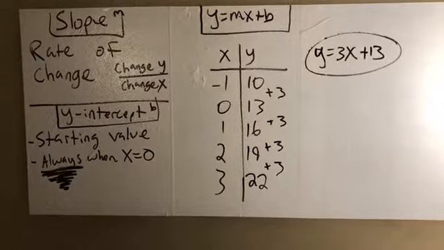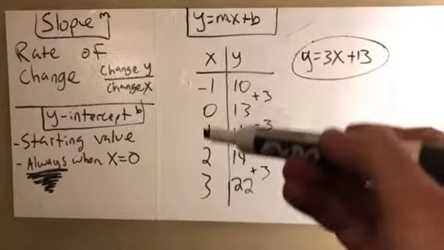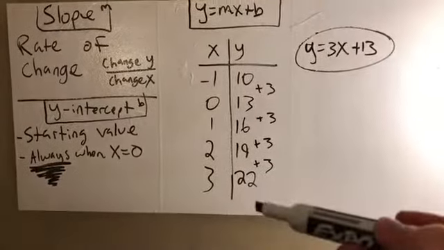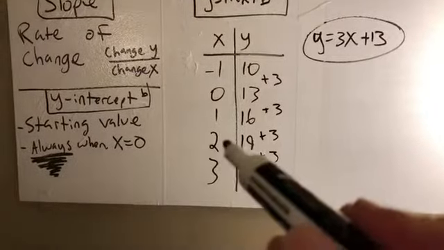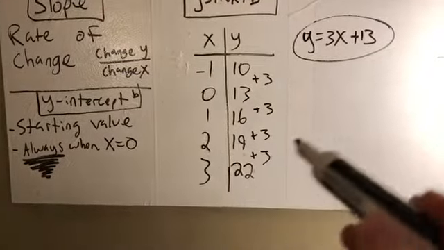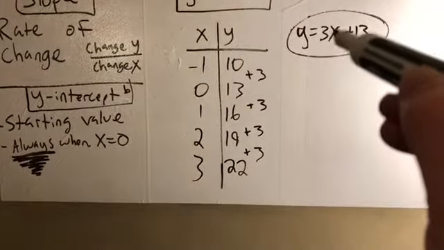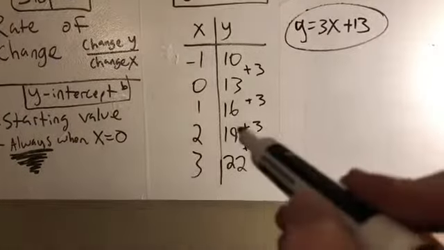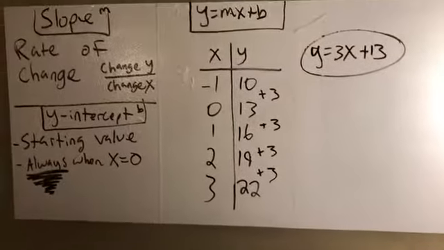And you should be able to check this. We should be able to plug in any x value and get that y value as an answer. Let's test out x equals 2. If I take that 2 up there, 3 times 2 is 6, plus 13 is that 19 right next to it, so we know it's good to go.